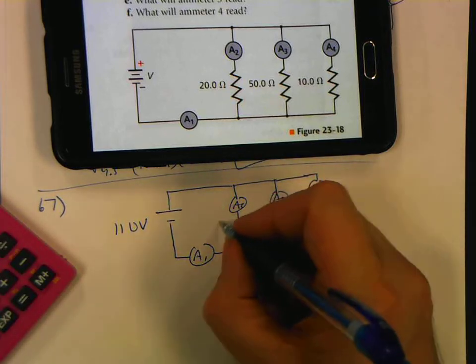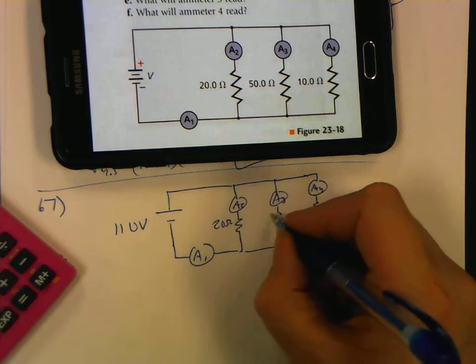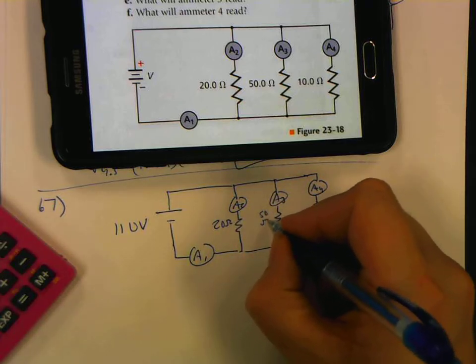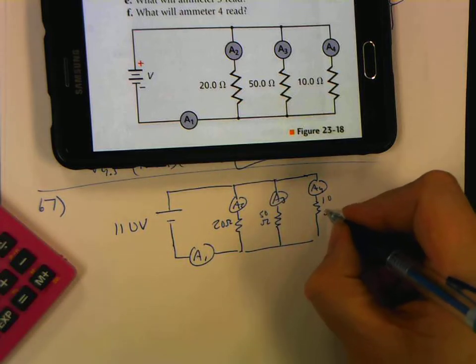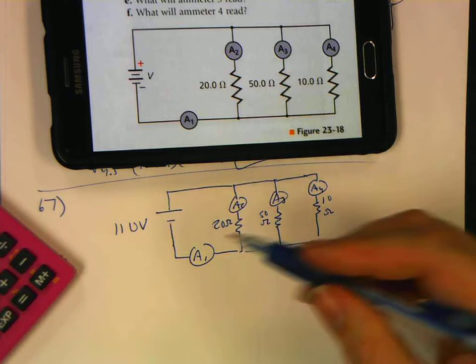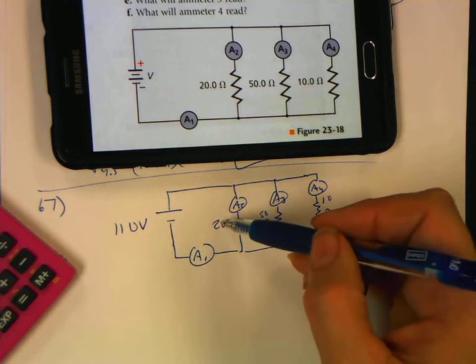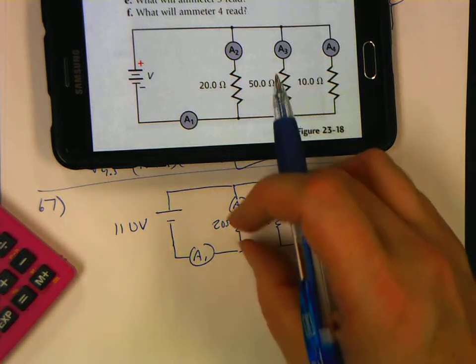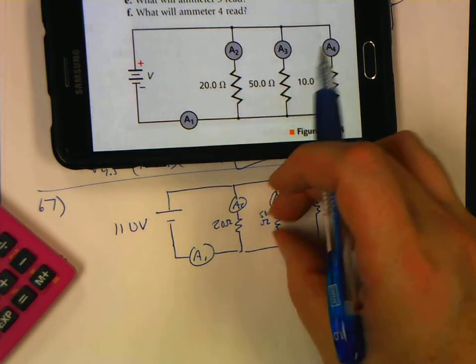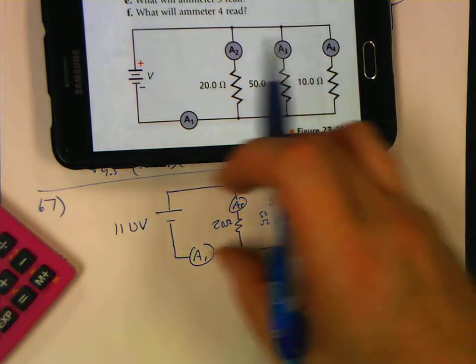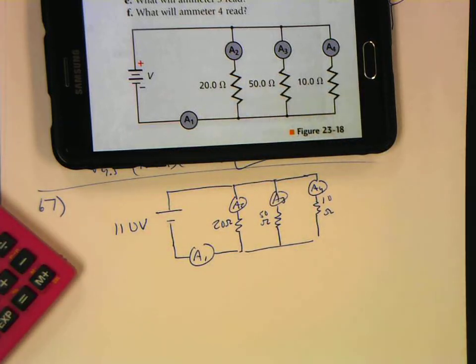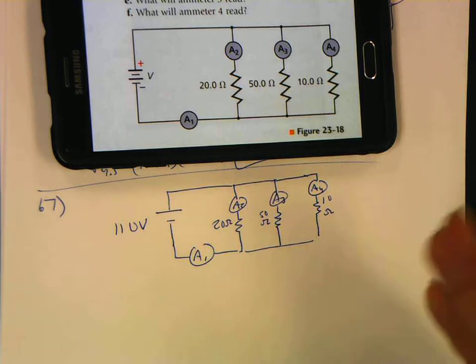Okay, so this one here is 20 ohms, this one is 50 ohms, this one is 10 ohms, and we've got 110 volts. Now, here's the beautiful thing about this. Being in parallel, they all can make a path straight back to the battery or wall socket, whatever voltage source that is. And so they all get the whole voltage.